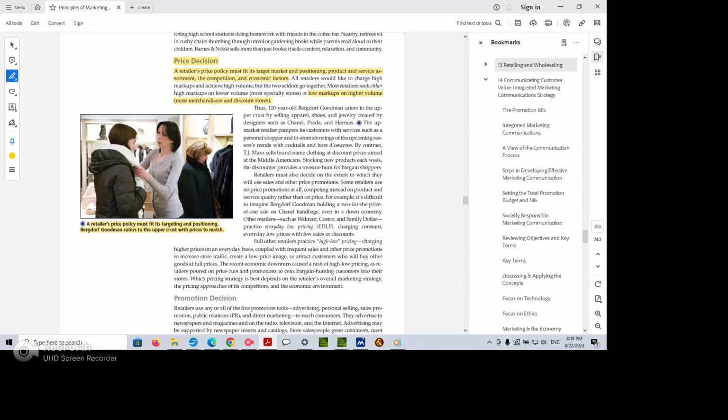Retailers also must decide on the extent to which they will use sales and other price promotions. Some retailers use no price promotions at all, competing instead on product and service quality rather than on price. If you buy an expensive watch, is it going to be positioned as a cheap watch or a high quality watch? You're not going to position yourself on price, you're going to position yourself on quality. See the difference?